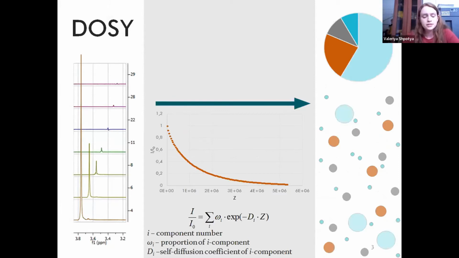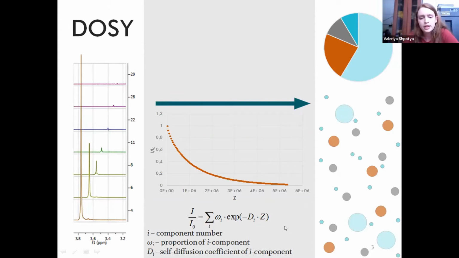So this technique yields a variety of proton NMR spectrum with varying magnetic field gradients. And the processing consists of determining the dependency of intensity of signal to the gradient of magnetic field, and after that, approximating this dependency using the weighted sum of exponents. And the general law can be seen on the slide.